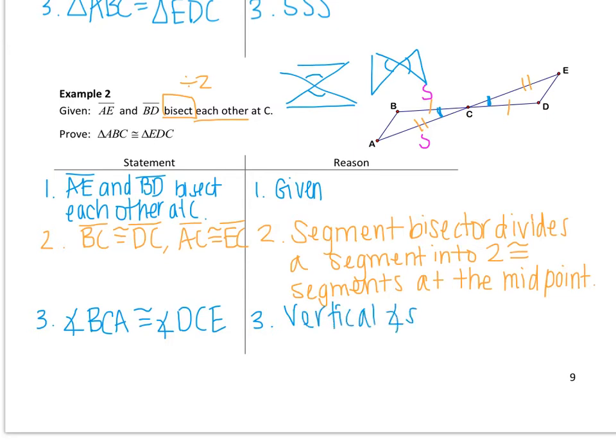Now I can't just stop at vertical angles. I have to actually define them. Vertical angles are congruent. That's where I get to stop. If I leave off the "are congruent" part, I would be losing credit.